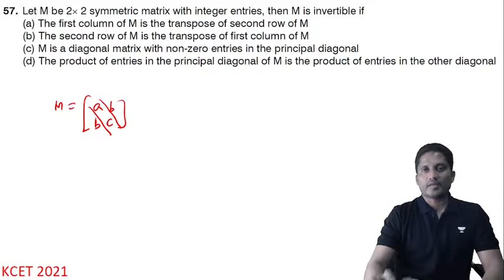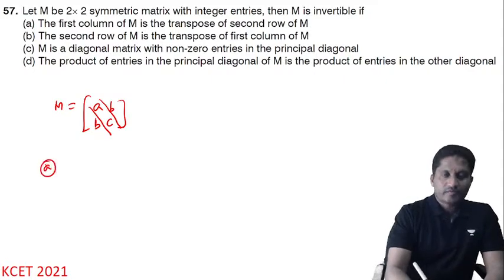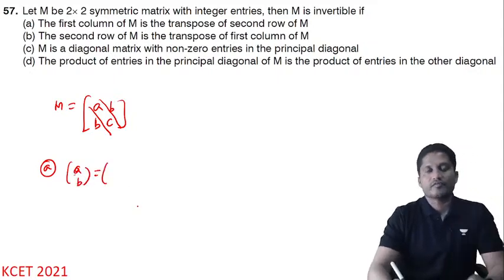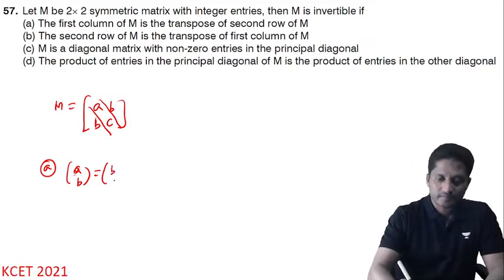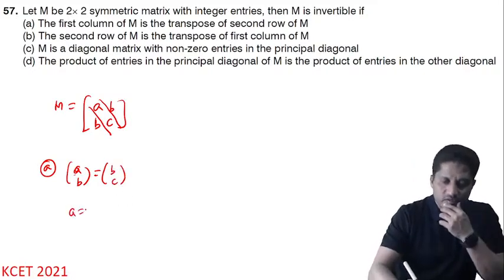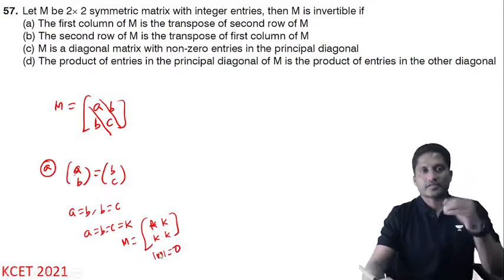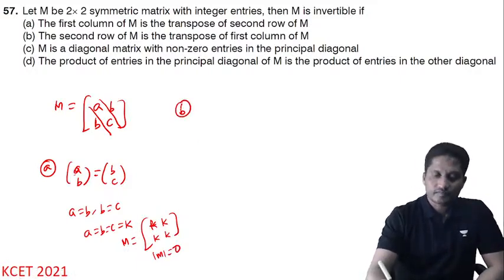So I should find out when M is invertible, that is, in which of the following cases the inverse will exist. Option A: the first column of M should be equal to the transpose of the second row of M. The transpose of the second row will be B, C. So this means that A is equal to B and B is equal to C. A = B = C = K. So I get all entries the same, so that you will get K, K, K and K. Determinant is 0, right? Determinant is 0, so the inverse does not exist. First option is false. Second is the same thing.